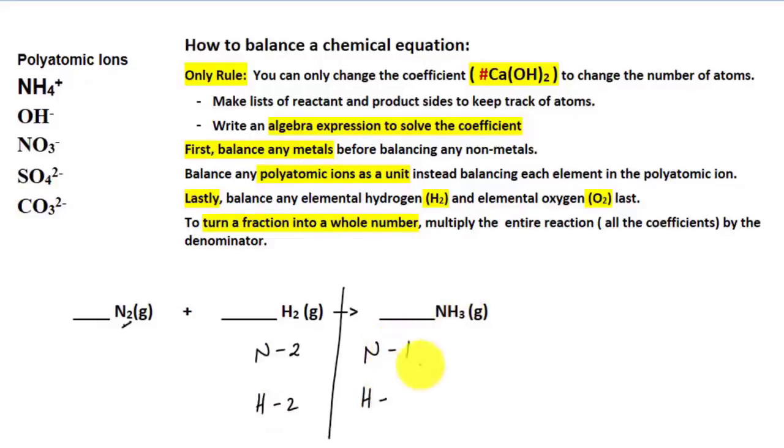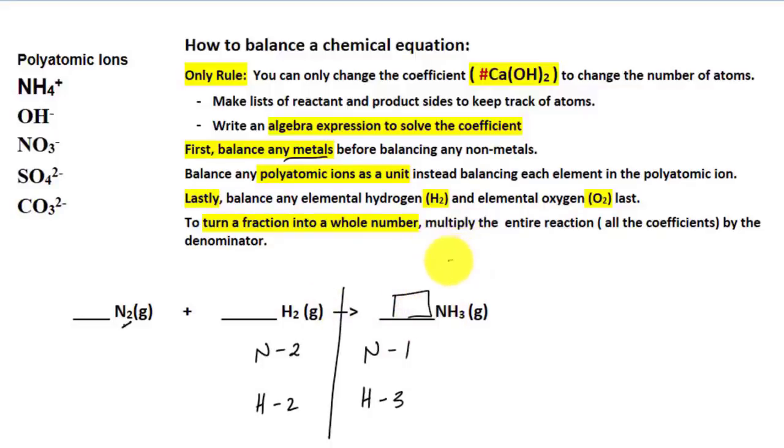And what else do we have? 3 hydrogen. In this case, we don't have any metal, and we're going to go straight to the next non-metal we have, which is nitrogen. And nitrogen over here has 1, and over here has 2. So what go here will give me 2.